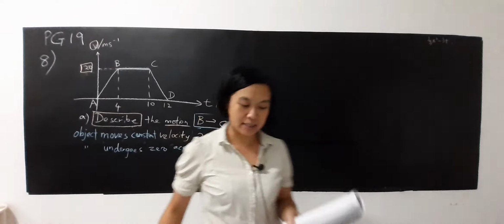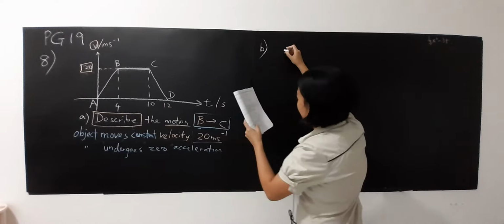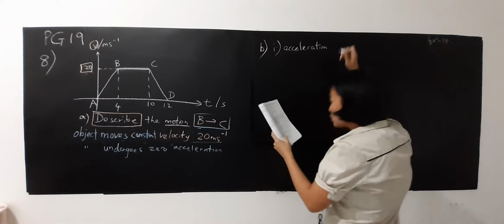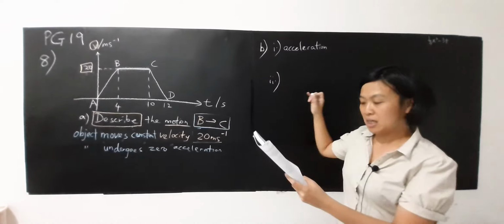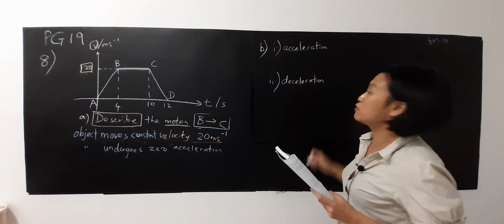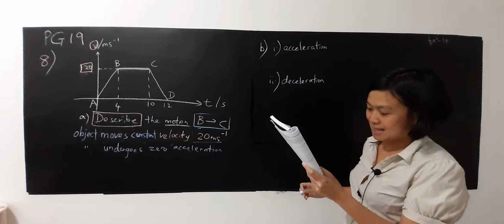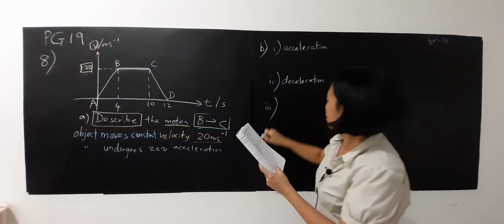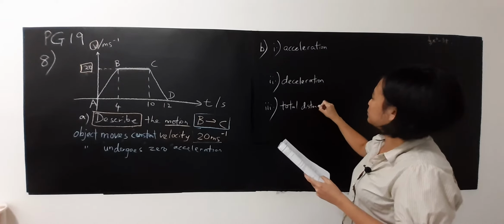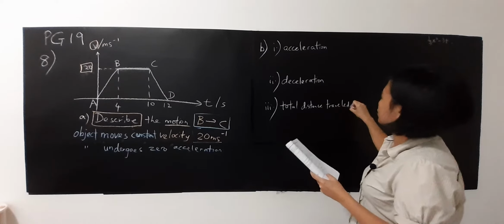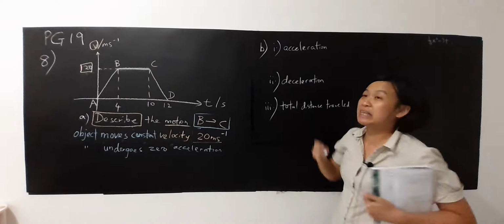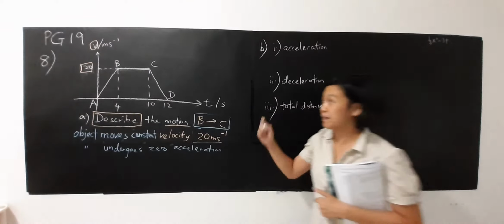Okay, so let's look at part B. In part B, what they want is that we have to calculate the acceleration. Then the next one, if I visualize the problem, what else do they want? For Roman 2, they ask for the value of the deceleration, and for the third one, they ask us to find the total distance traveled. First of all, we look at this part. What do they want? They want us to find the value of the acceleration here.